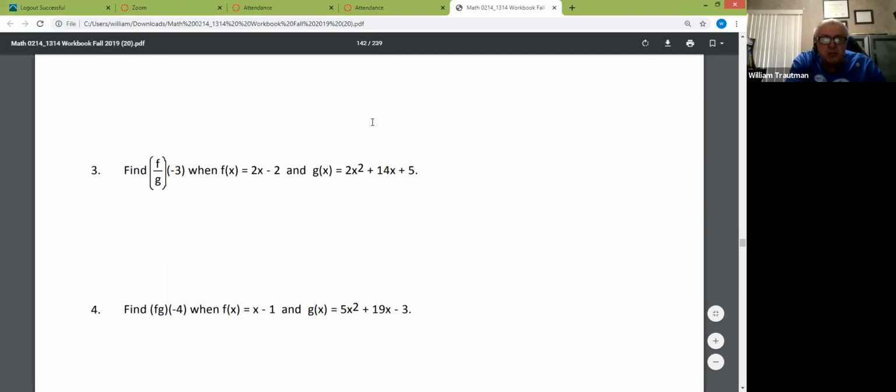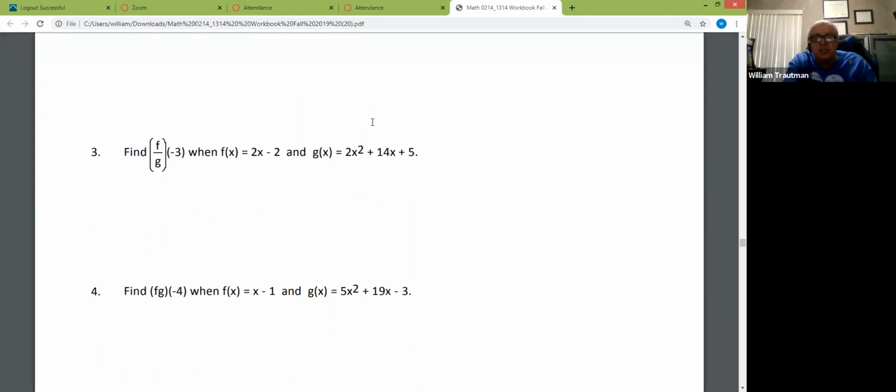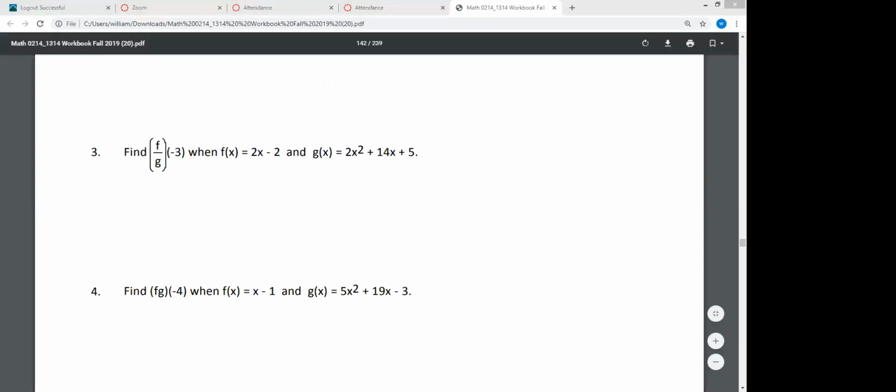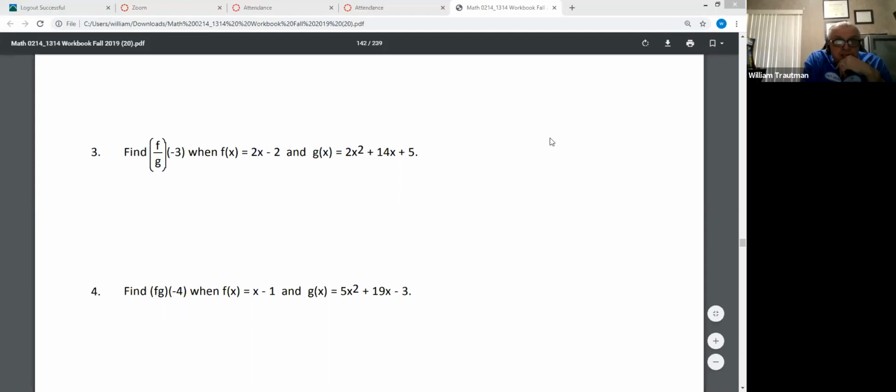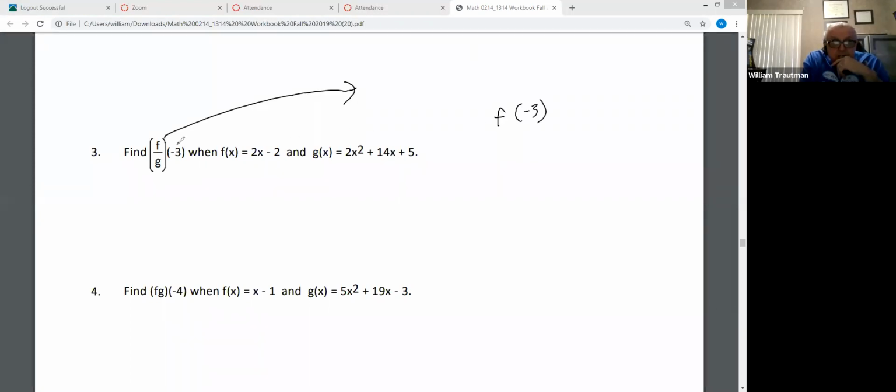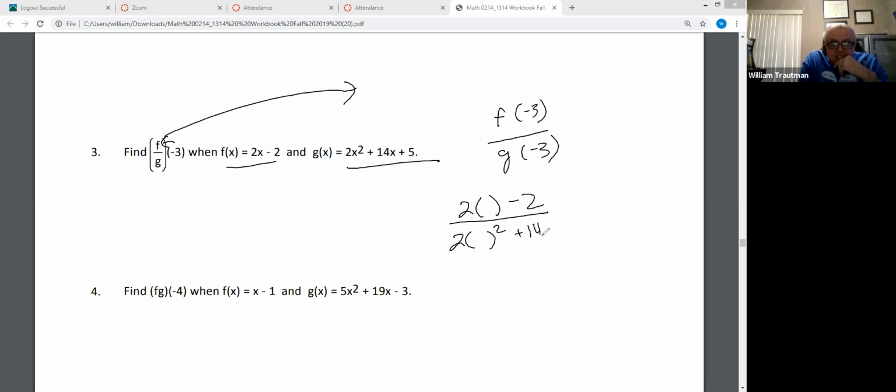Number 3. Can somebody tell me what we're doing in number 3? What are the two functions doing? Dividing. Yes, dividing. This is how I set it up. I have function f with negative 3 in it, and function g with negative 3 in it, and we're going to divide the two. On top, function f is 2x minus 2. Function g on the bottom is 2x squared plus 14x plus 5. Everywhere there's a letter, I put a parentheses because I'm going to plug in the number, and we're plugging negative 3 into every x spot.